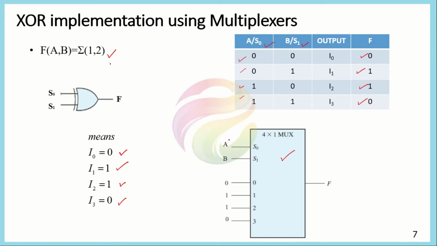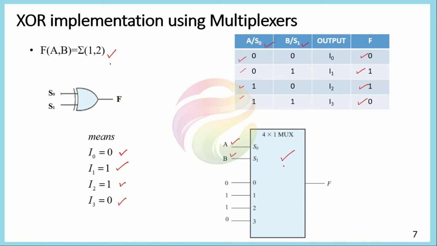So what we do here is connect the two inputs of the system to the two selection lines, which are represented as S0 and S1. So we connect A with S0 and B with S1. And by seeing this table, which is derived from the main truth table, we can see that the first value is 0, meaning I0 is equal to 0 here. Then I1 is equal to 1, I2 is equal to 1, and I3 is equal to 0. And this would equal the function.